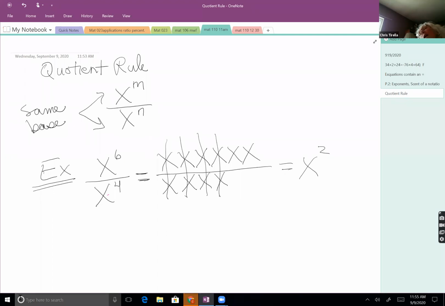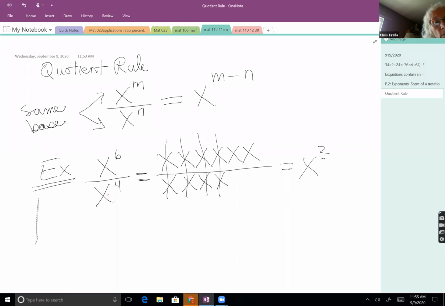And if you're a glutton for punishment, you'll draw them all out. But can anybody see how I could have gotten that result of 2 from the 6 and the 4 without all that work? Subtracting the exponents. So it's x to the m minus n. And remember that order is important when you subtract. So it's the exponent of the numerator minus the exponent of the denominator.